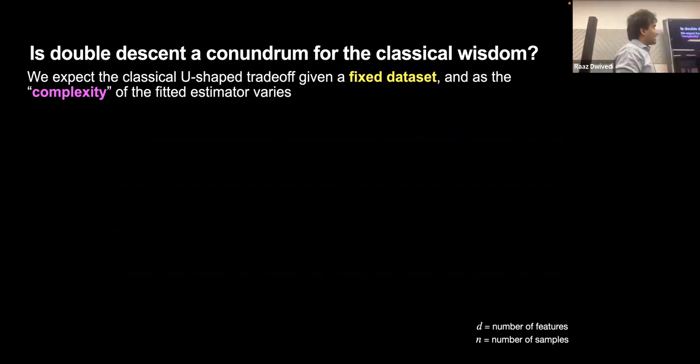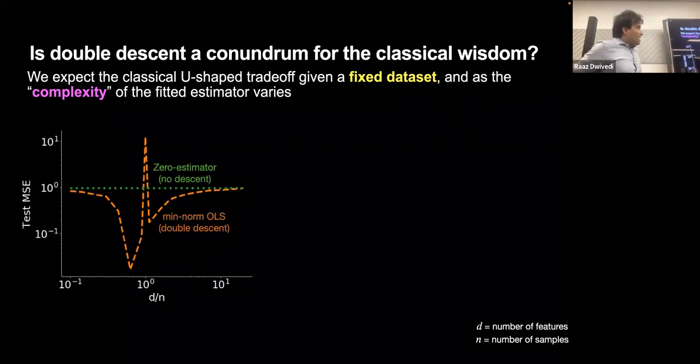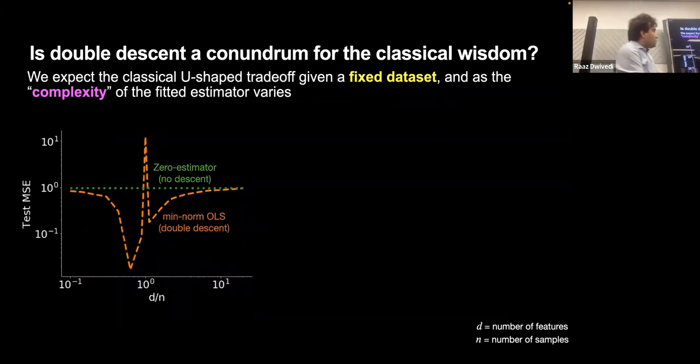One thing to note is that the classical U-shaped trade-off assumes that you have a fixed data set and you're varying the complexity of the fitted estimator. We were trying to tackle a lot of theoretical literature which tried to characterize double descent, where often they would change the data set as they moved along the x-axis. So we say: let's fix the data and change the complexity of the estimator. But even for a simple estimator, like a zero estimator, if I fix the data set, you know that the risk will be flat. There's no descent and no trade-off.